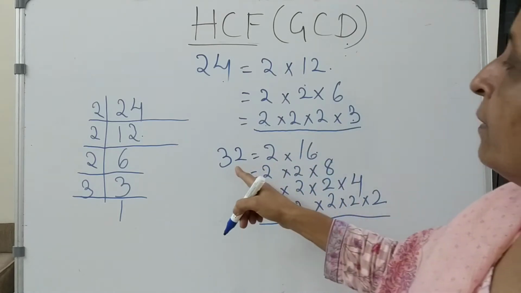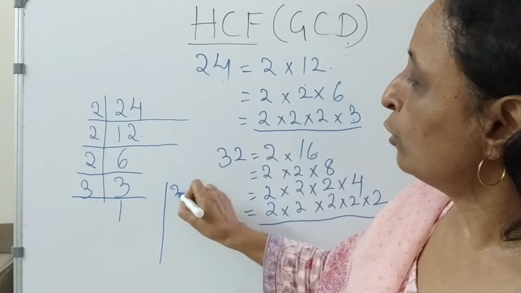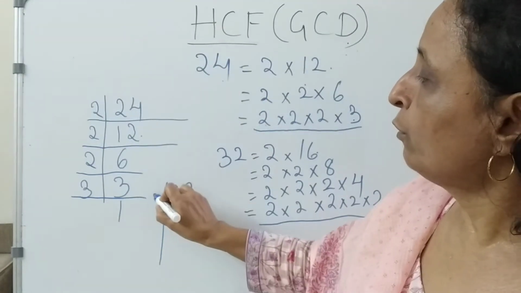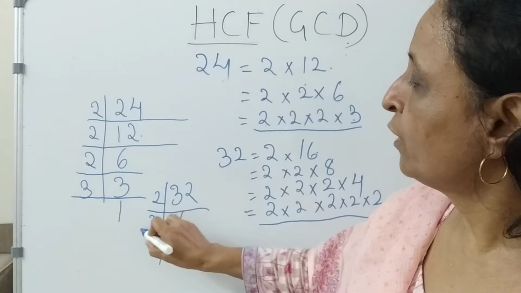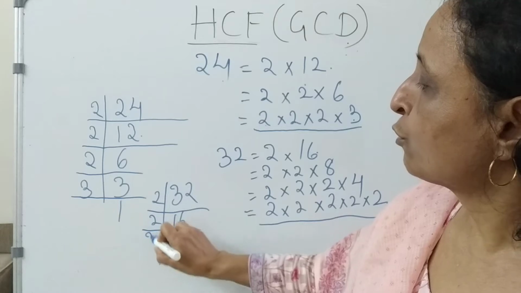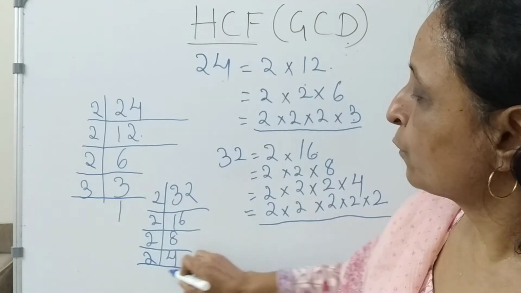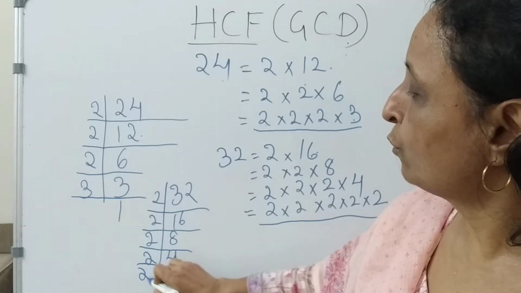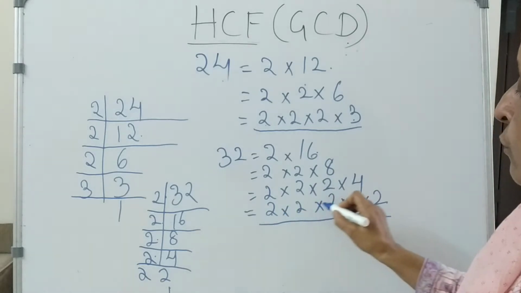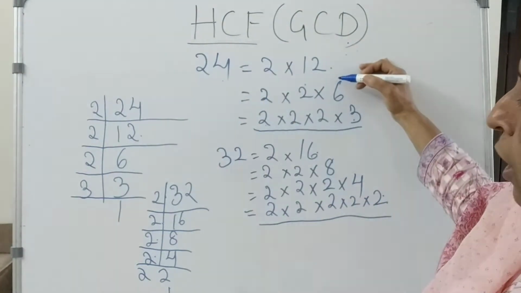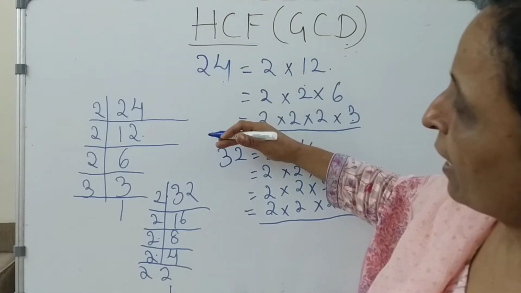I can similarly factorize 32 vertically also. So 32, 2, 16, 2, 8, 2, 4, 2, 2 and 2, 1. So 1, 2, 3, 4, 5 factors of 2. So now I have factorized 24 and 32.